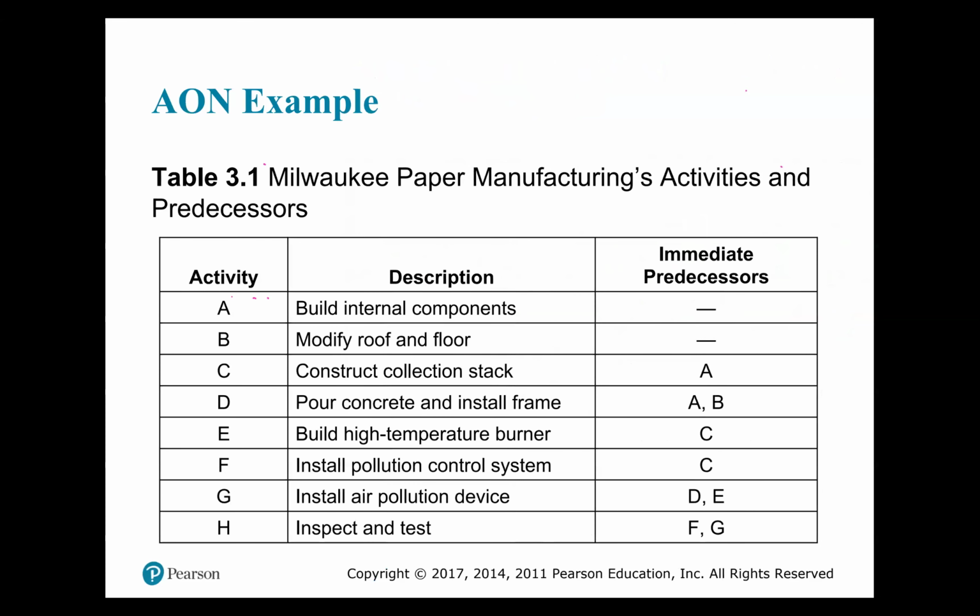Now, we're going to draw a network using the activity on node methodology. So here we have an example of a company called the Milwaukee Paper Manufacturing, with Activities and Predecessors. So if you notice, give me a second, class.